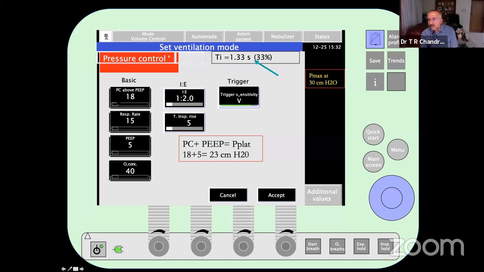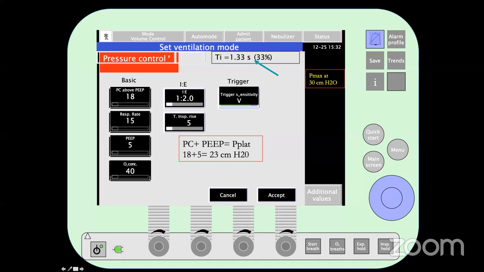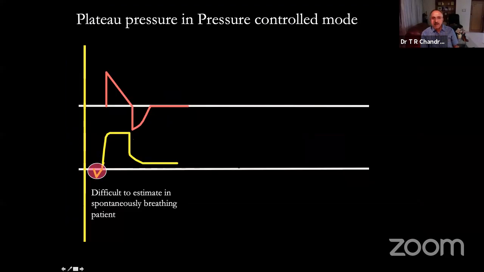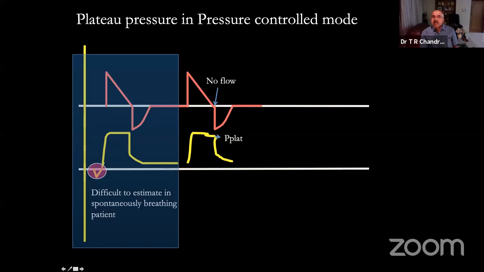P plus pressure control, isn't it? Yes, sir. In pressure control, the addition of the two pressures will be your plateau pressure. You remember that. It is that way most of the time because when there is no flow just before expiration, the pressure correlates to the plateau pressure.